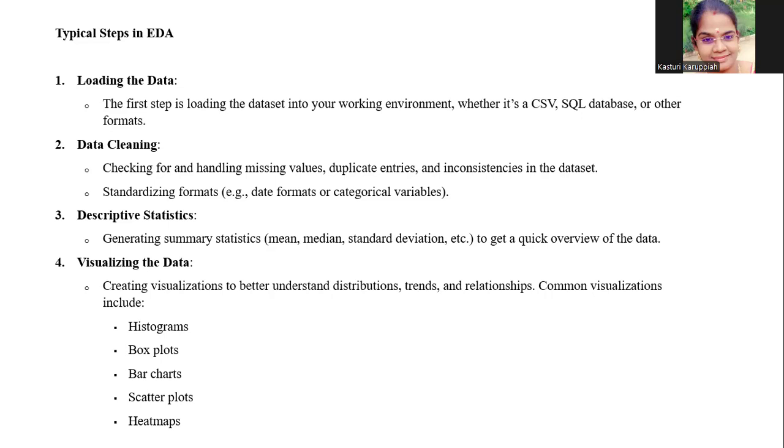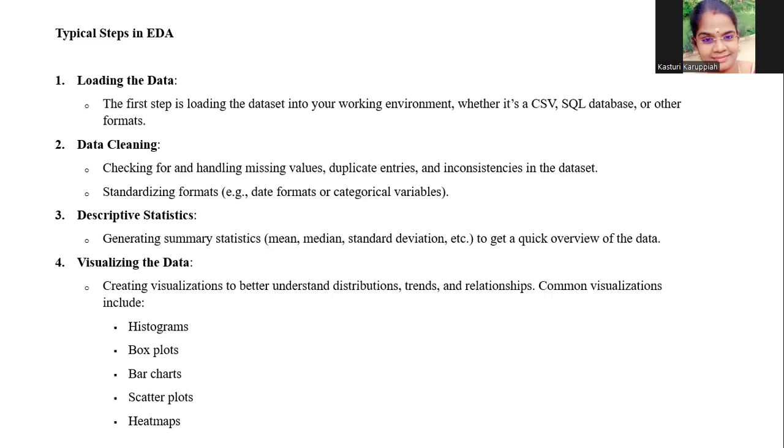First, I'm loading the data, and after loading, through coding I'm going to check whether the data set has missing values, duplicate values, or any other inconsistencies in the column values. I will be checking using the coding.